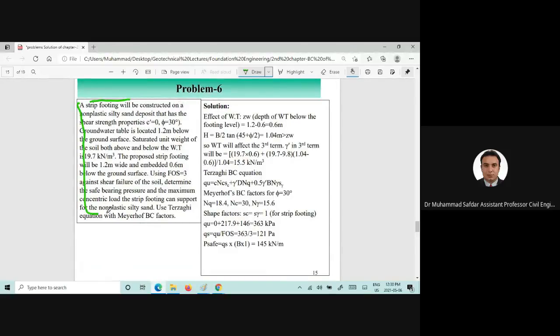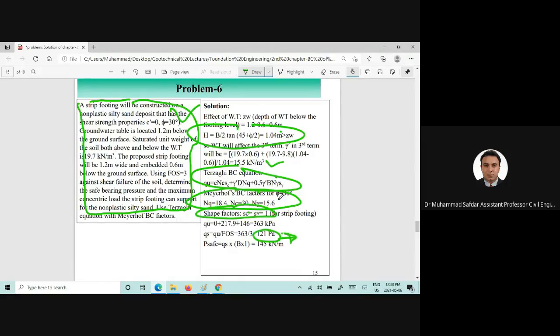Okay, these details, and he used those equations, those factors, and he came up with the ultimate bearing capacity, or the safe bearing capacity, of 121 kilopascal. Okay.